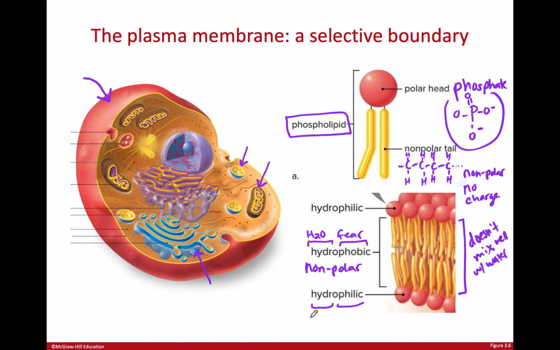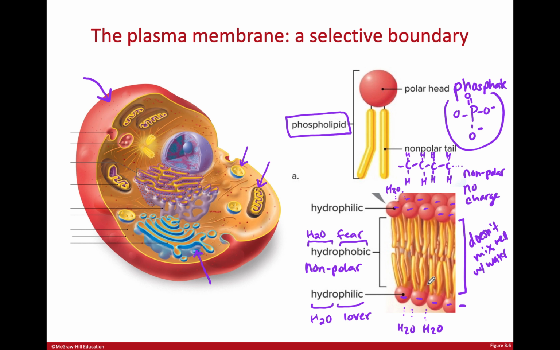Hydrophilic, again, hydro is water. Philic or phile means lover. So these are water lovers. Then those negative charges on the phosphate groups interact well with water. They can bond with it. And water is on the outside of the cell, on this side, and water is on the inside of the cell, down here. So these negative phosphates face the outside and the inside of the cell, whereas these tails are sandwiched in between.